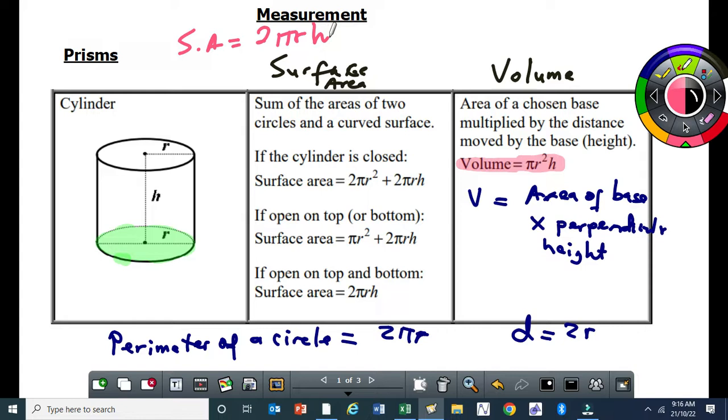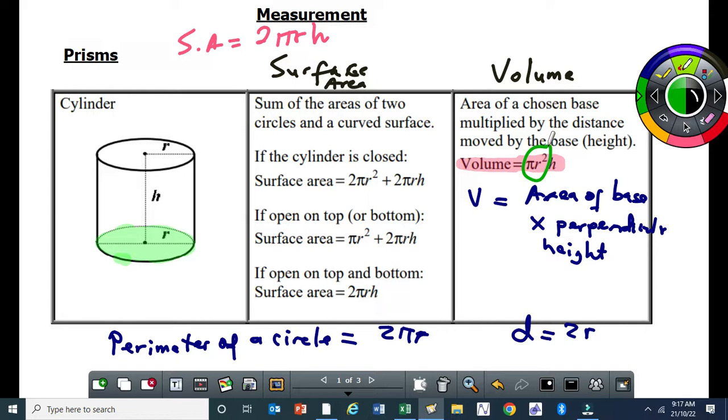Okay? But I didn't include the circles. How many circles do we have? 2. And what is the area of each circle? What is the area of a circle? It's pi r squared. I have already told you here. That pi r squared, that's the area of a circle.